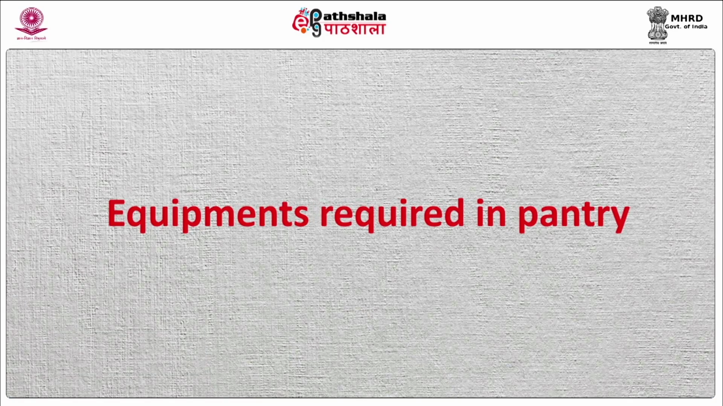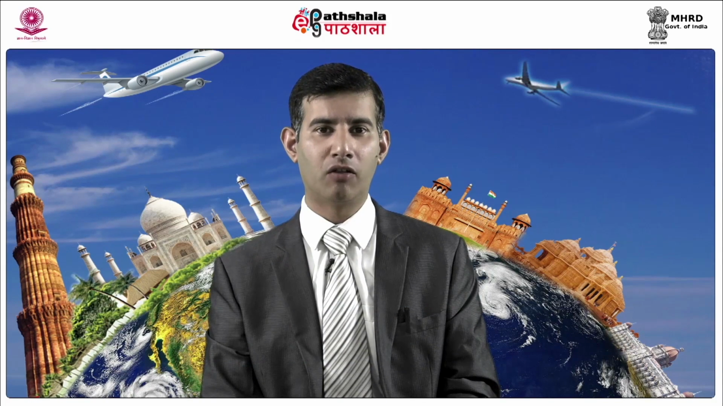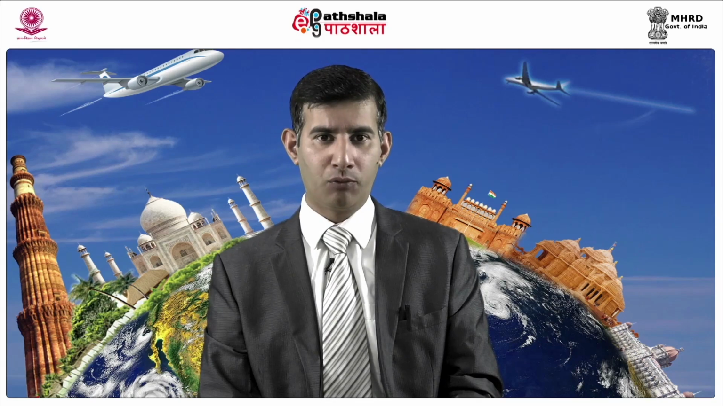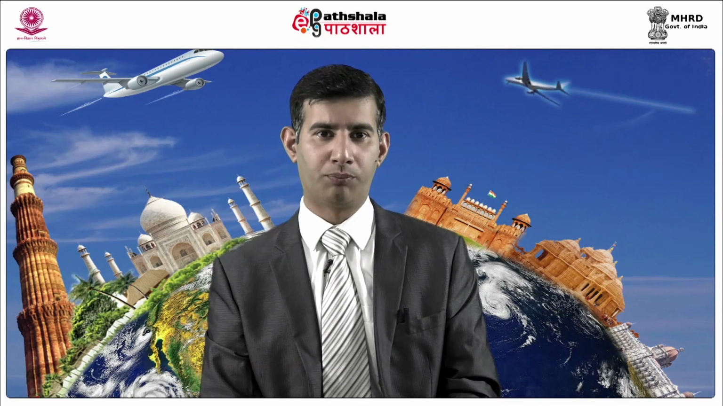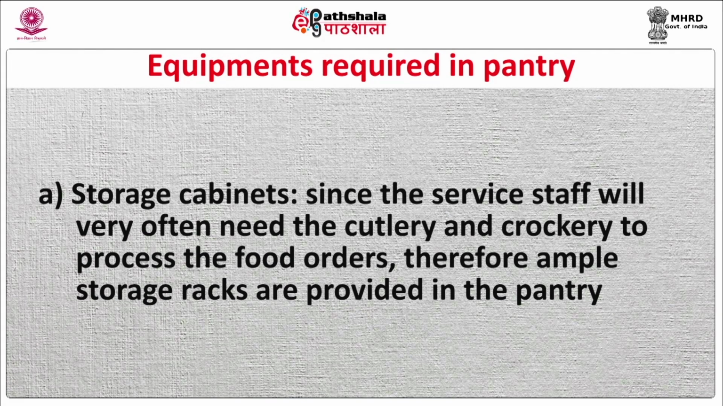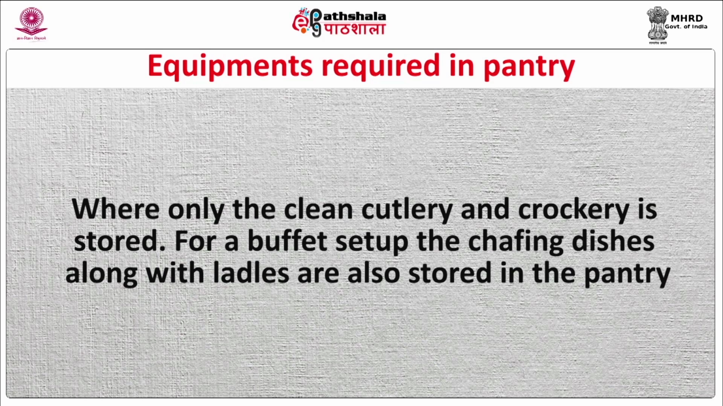Equipments required in pantry. The type of establishment and the carrying capacity of the restaurant will decide what kind of equipment is required in the pantry. The pantry may be equipped with the following equipments: storage cabinets. Since the service staff will very often need the cutlery and crockery to process the food orders, therefore ample storage racks are provided in the pantry where only the clean cutlery and crockery is stored.